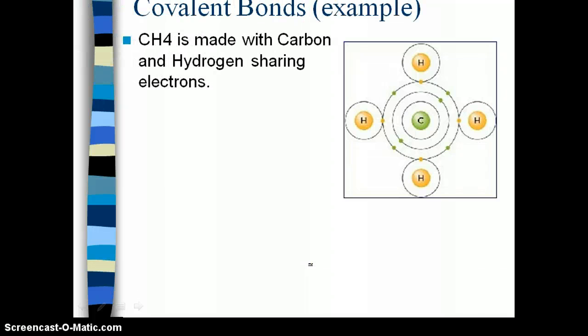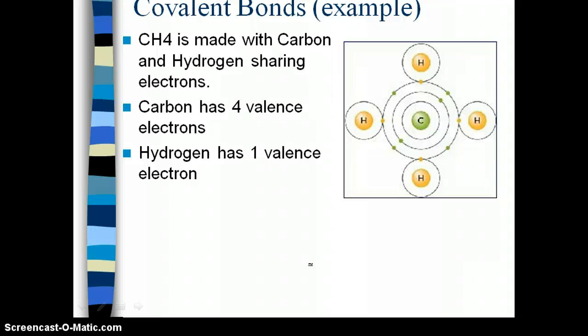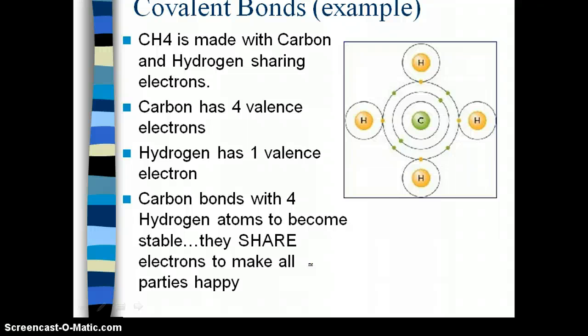Here's another example of covalent bonding. CH4 is carbon and hydrogen, and they share the electrons. Carbon has 4 valence electrons. Hydrogen has 1 valence electron. And so they will share to make both sets of them happy. We won't spend as much time on covalent. We spend most of our time on ionic.